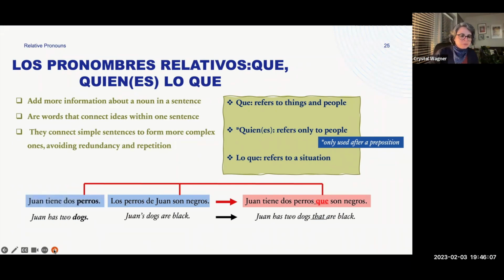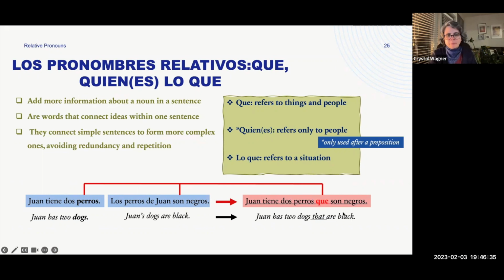We have an example here. Juan tiene dos perros. That's one sentence, right? Juan has two dogs. Aquí está la traducción. Los perros de Juan son negros. So, una oración, otra oración. Now, if I combine them together con que, Juan tiene dos perros que son negros. In this case, que would translate into that, right?